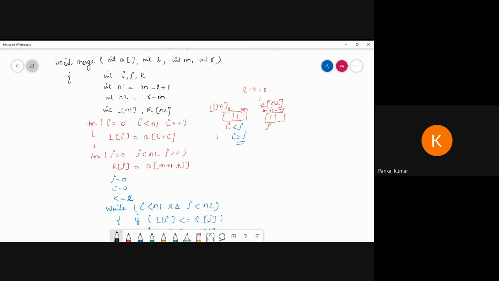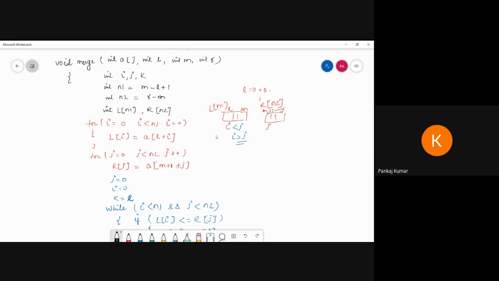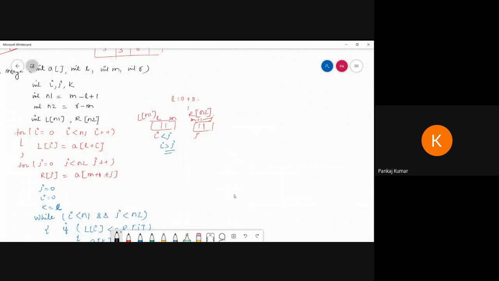So first you can try. Now see, I am going to explain one more time with an example. So this is the code we have to perform. Now see, I am going to take an array.